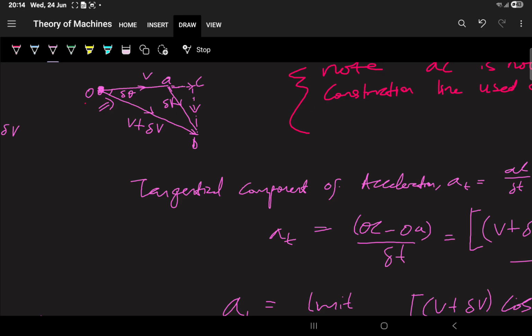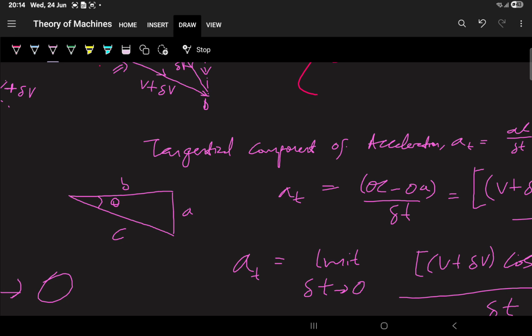Now just take a deep breath. Just like in maths, when we have a triangle and an angle, let's say theta, call here B, call here A, call here C. B is the same as C cos theta. So also A is the same as C sine theta. Now keep this in notes, we'll be using it here.